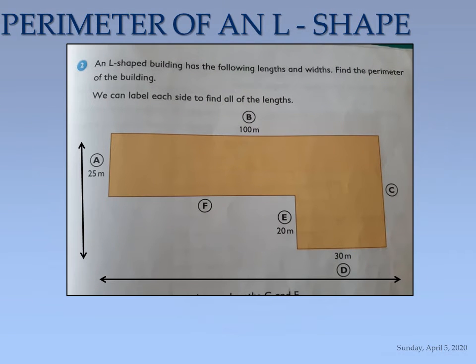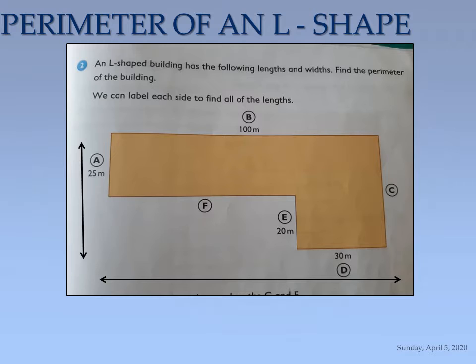Now we have an L shape. This is what we call the irregular shape. Okay, now I'll need you to pay attention on this one. The shape is an L-shaped building that has the following length and width. It says find the perimeter of the whole building.